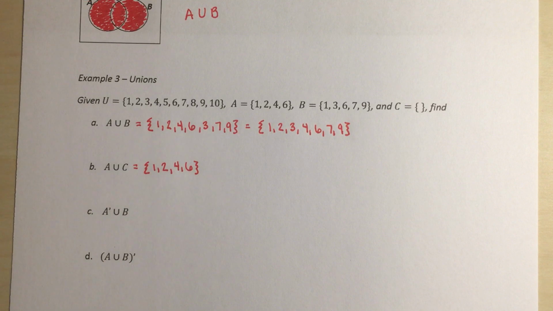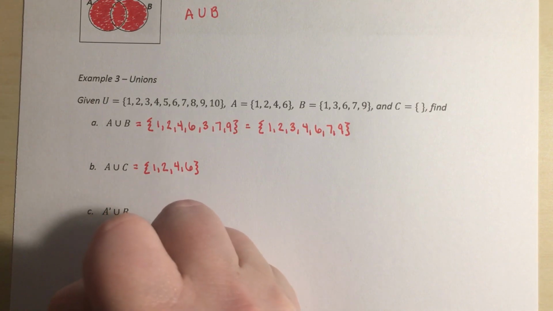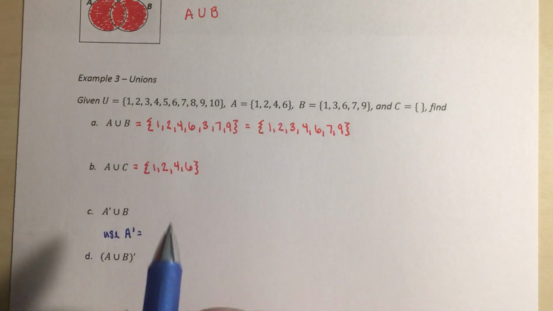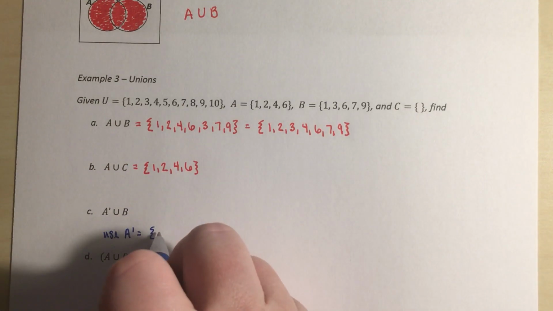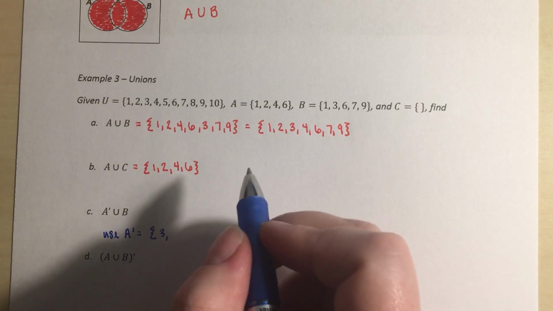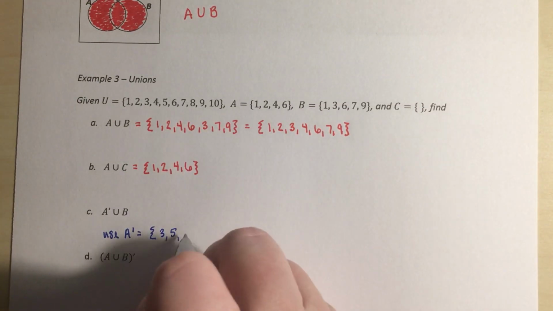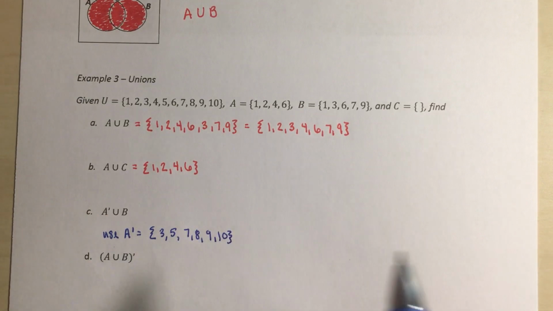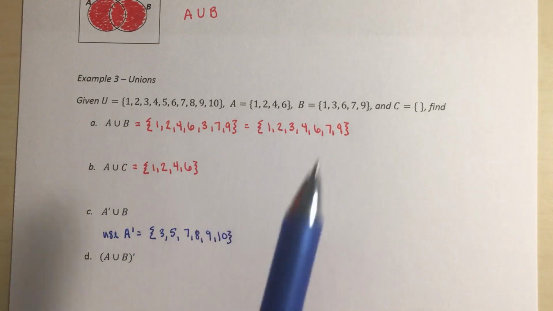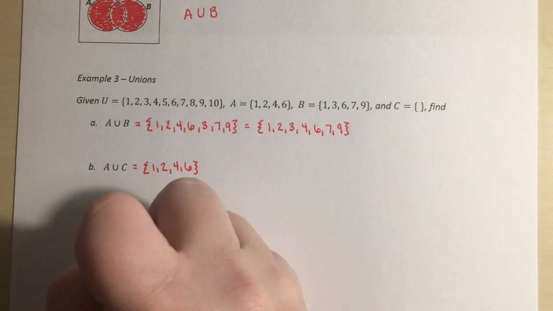Then for this one, we are going to find the complement of A union B. So the first thing we're going to do is find our complement of A. So we want anything that's not in set A. So 1 and 2 are in set A, so they're not in our complement. But we need 3. 4 is in there, so we skip that. 5. 6 is in A, so we don't need that one. Then we need 7, 8, 9, and 10. So our complement, again, is anything that's not in that set.